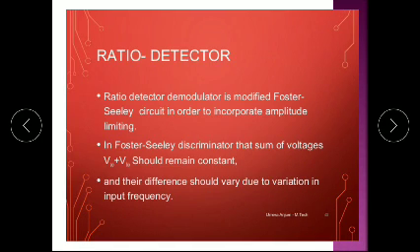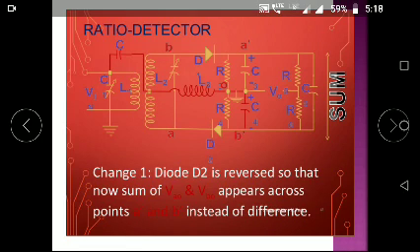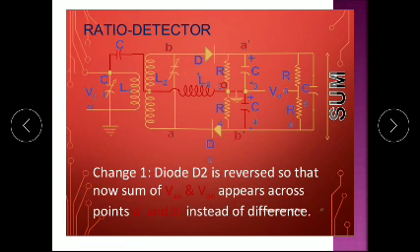Ratio detector. The ratio detector demodulator is a modified Foster-Seeley circuit in order to incorporate amplitude limiting. In the Foster-Seeley discriminator, the sum of voltages VA0 and VB0 should remain constant and the difference should vary due to variation in input frequency. So this is the circuit diagram of the ratio detector. In this you can see what changes are made.